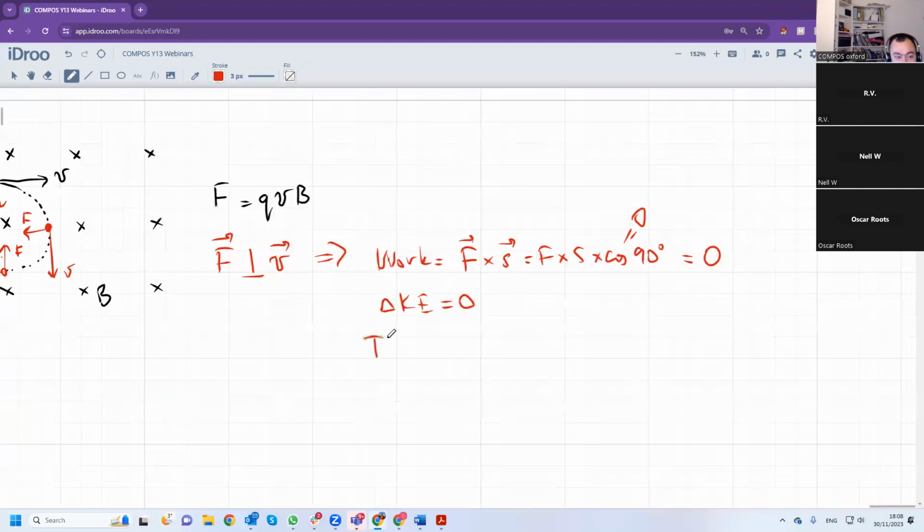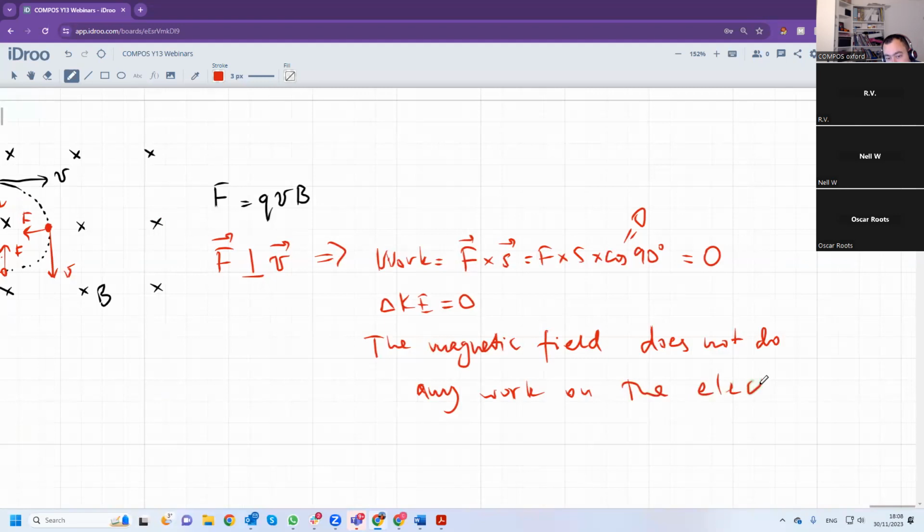So the magnetic field does not do any work on the electron. Okay, so the electron cannot accelerate, it cannot go faster. Of course, it accelerates the electron because you're moving in a circle, so there is acceleration, but you can't make it go faster. You can't.